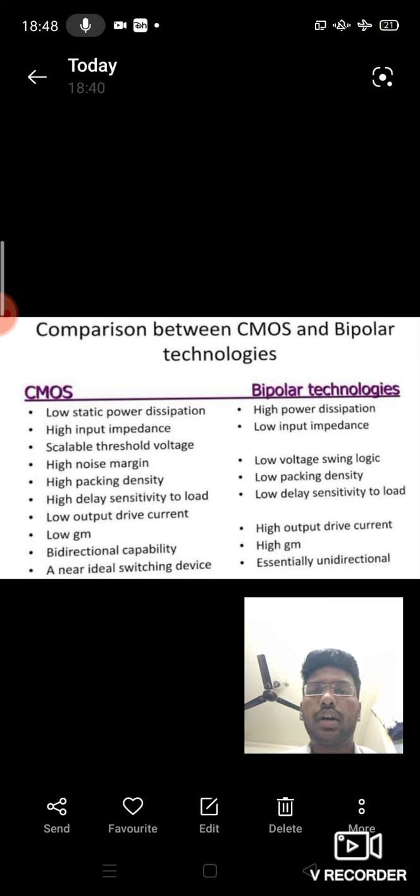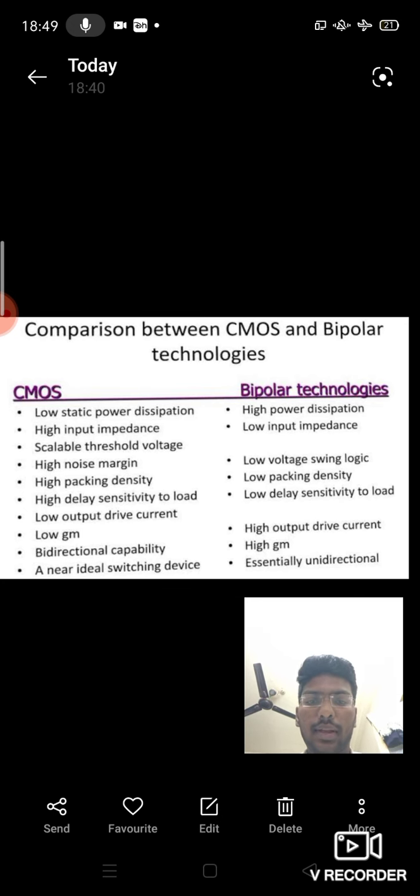In CMOS, sensitivity to load is very high, and in bipolar, sensitivity to load delay is very low. In CMOS, output drive current is very low, but in bipolar, output current is very high. In CMOS we have low transconductance, and in bipolar we have high transconductance. CMOS has bidirectional capability, but bipolar does not have bidirectional capability. CMOS is a near ideal switching device, and in bipolar technologies it is essentially unidirectional.